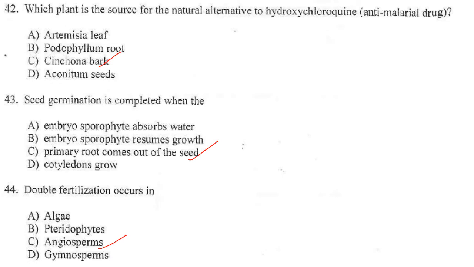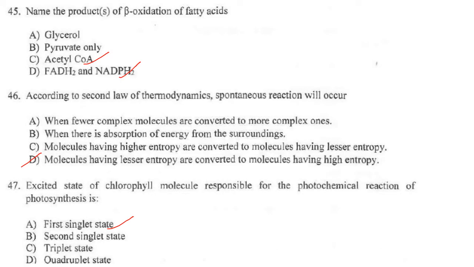Then which plant is the source of a natural alternative to hydroxychloroquine antimalarial drug? It is cinchona bark. Answer is option C. Seed germination is completed when the primary root comes out of the seed. Answer is option C. Then double fertilization, it occurs in angiosperms. Answer is option C. Then name the products of beta oxidation of fatty acid. So it is acetyl-CoA and FADH2 and NADPH2. So options C and D both are correct.